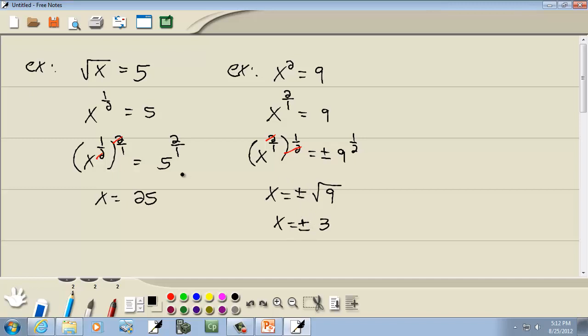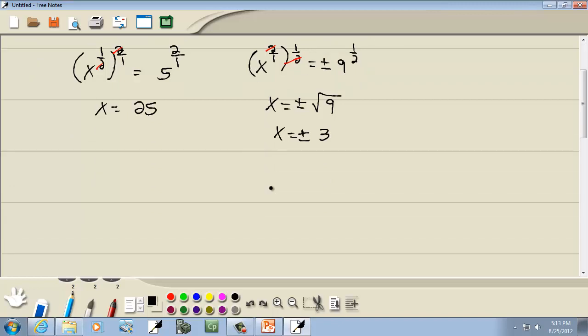Well, why did we put a plus or minus here and we didn't put a plus or minus on this one? Well, once it's in fractional power form, rational exponent, if the number on top is odd, then no plus or minus. Now, if we have it in fractional power form and the number on top is even, then that's when you put a plus or minus on it. So that's going to be our guideline when working these next set of problems.